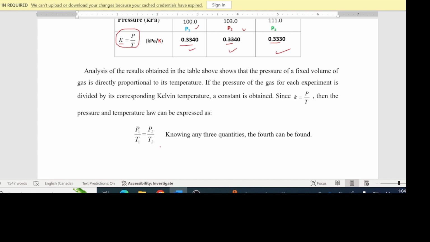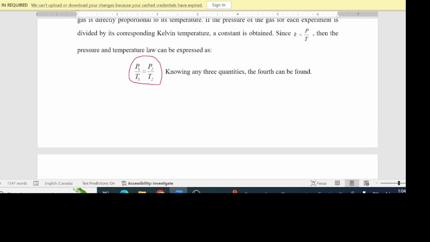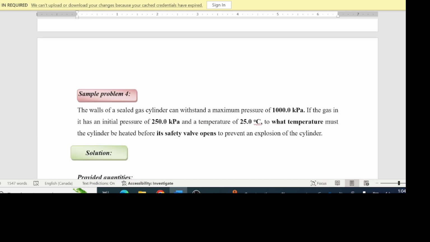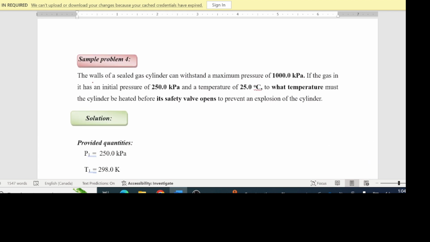So generally, this is another way of expressing the pressure-temperature law, or the Gay-Lussac law. Let's see if we can solve a problem using that. So look at it. The walls of a sealed gas cylinder can only withstand 1,000 kilopascal of pressure.